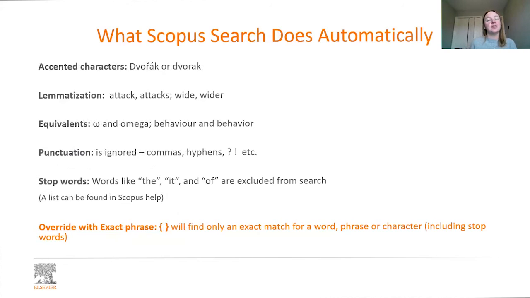All right, this is just something I like to give you. It just talks a little bit about what Scopus does automatically. So I don't have accented characters on my keyboard, not a big deal. It's going to pick up things like that. It's going to pick up stop words. It's going to pick up plurals and things of that nature. Just automatically happens.